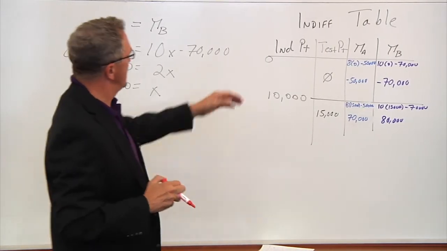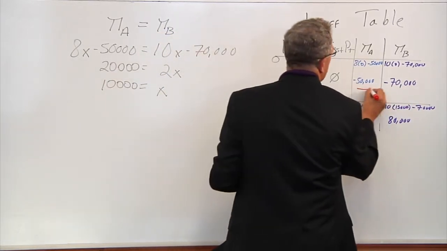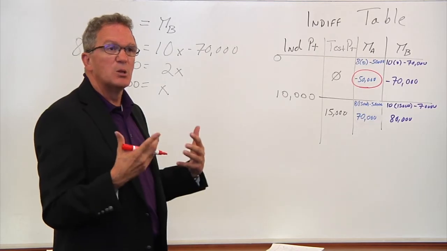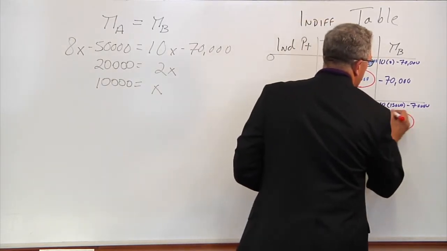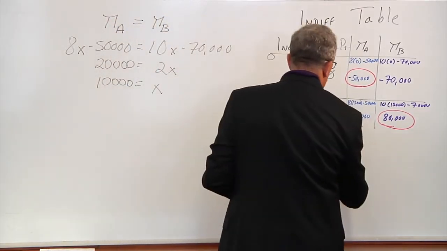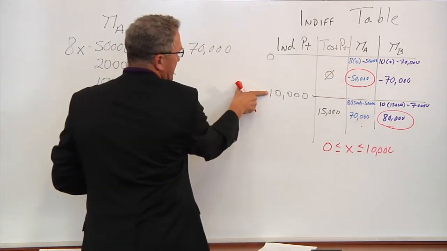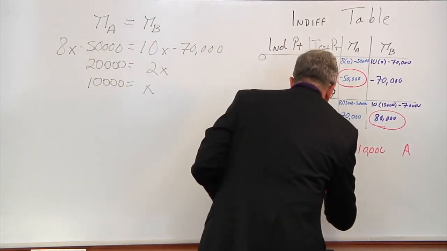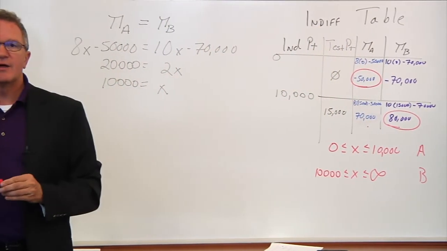When you go through and do all this, we can now figure out between 0 and 10,000 which is our best option. We could lose 50,000 or 70,000. The better option here would be to choose A. The profit is higher. Yes, it's a negative profit. It's actually a loss. But we lose less money this way. At 15,000, we could make 70,000 or 80,000. We would choose that. So what does this mean? It means that if the quantity is between 0 and 10,000 units, we would choose option A. It's the highest profit. If the quantity is between 10,000 and infinity, we would choose option B. It is the highest profit.